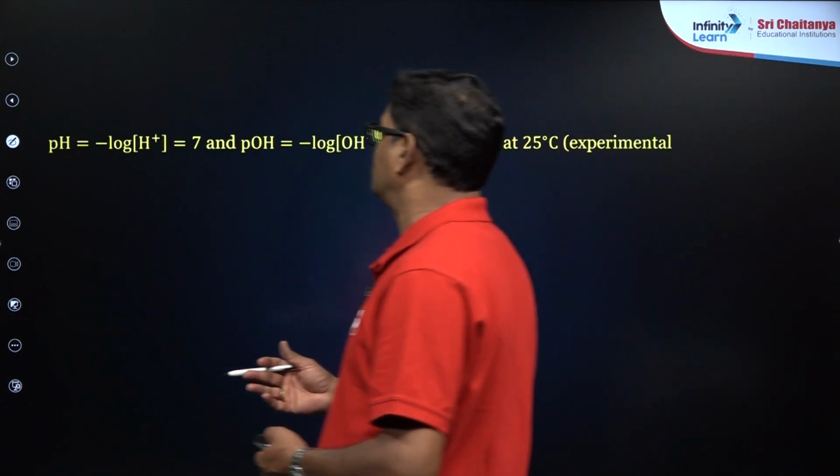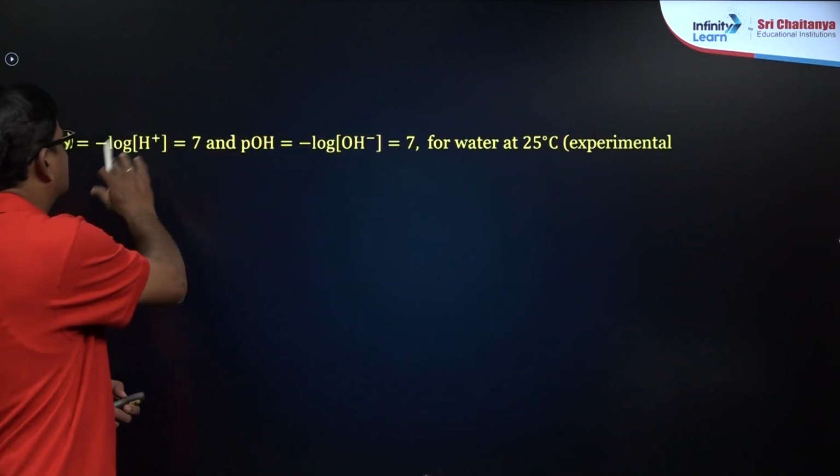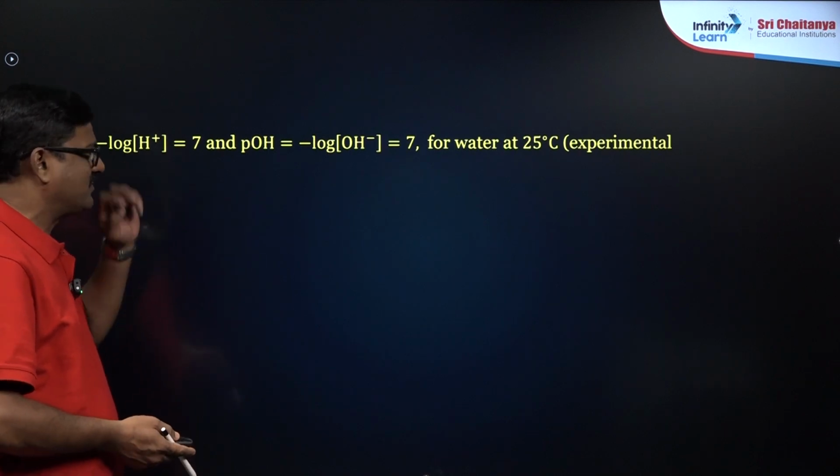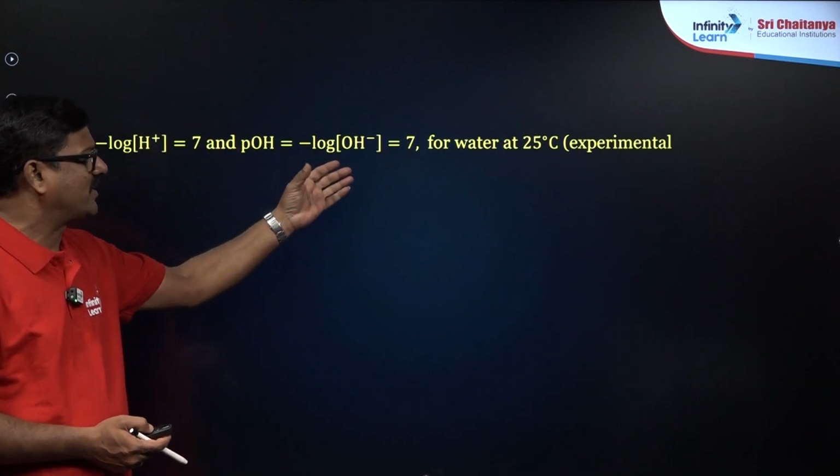And let's talk about pH equal to 7: pH equal to negative log H plus equal to 7, and pOH equal to negative log OH minus equal to 7.